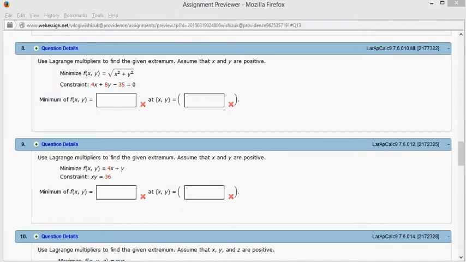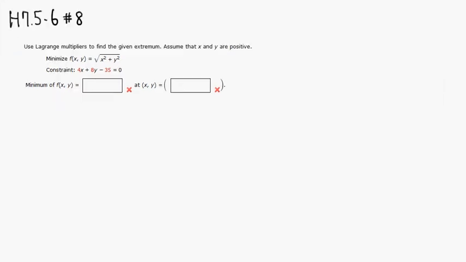Alright, let's look at homework 7.5, 7.6, problem number 8. Alright, so let's do this problem. We want to minimize this function here subject to this constraint.